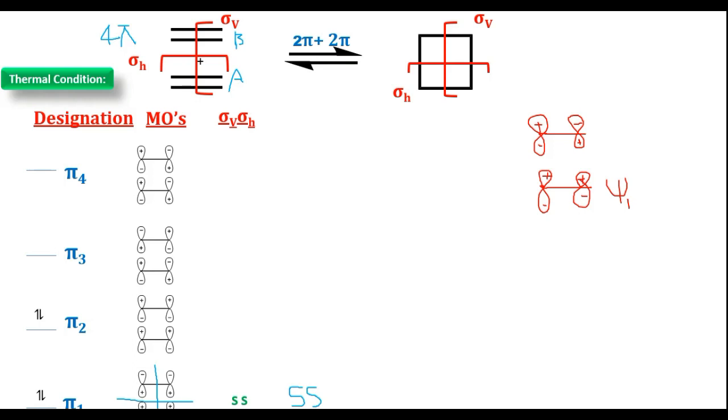Come to pi 2. Use the vertical plane of symmetry. When you cut the molecule vertically, the left side is a mirror image of the right side. You can easily observe: plus, plus, and last you have minus, minus. Same symmetry, so it is symmetrical. When you use the horizontal plane of symmetry, here you have plus, plus. In the mirror, what are you observing? Minus, minus. That means it does not have a horizontal plane of symmetry. So with respect to sigma h, it is asymmetric.